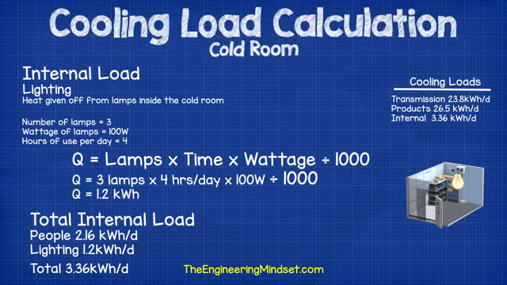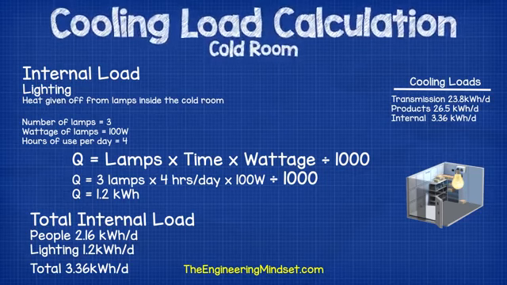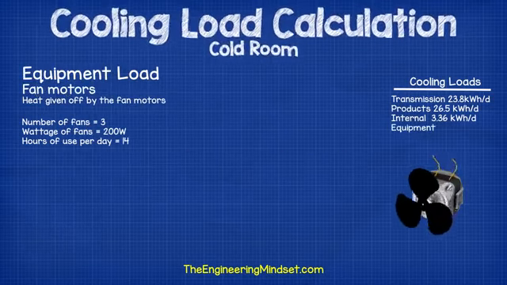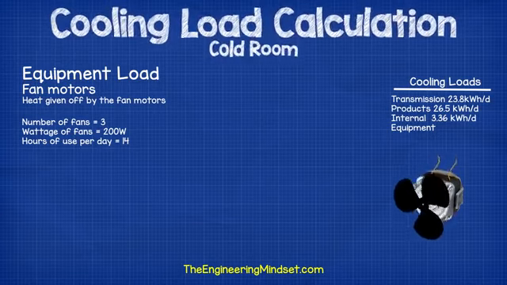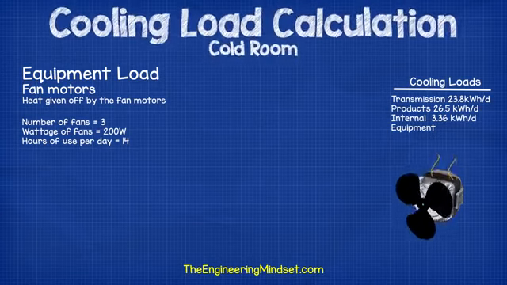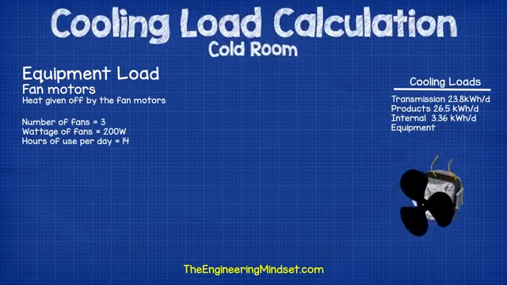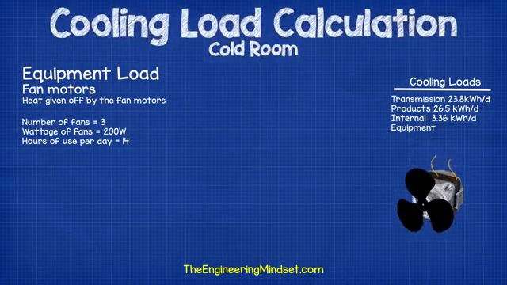For the total internal load, we then just sum the people and lighting load together to get the value of 3.36 kilowatt hours per day. Now we can calculate the heat generation of the fan motors in the evaporator. In this cold room evaporator, we'll be using 3 fans rated at 200 watts each, and we'll estimate that they will be running for 14 hours per day.